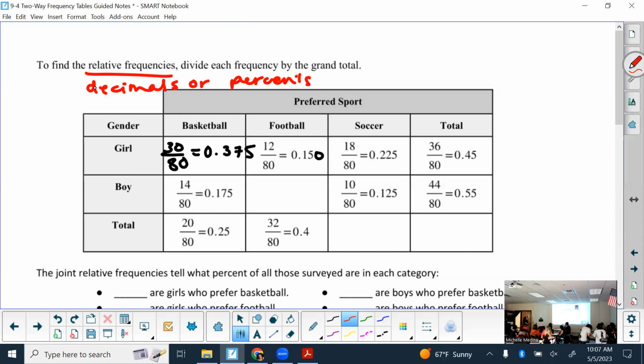0.75? Is that what you? That's the total of those two. That's not the right. Oh, okay, yes, you're right. So if this is 30 and this is 36, how many girls like basketball? 6. And then 6 divided by 80 is.